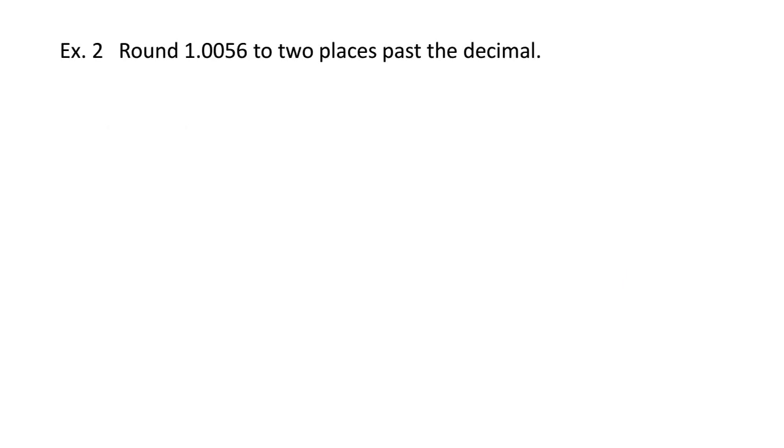Okay, so we're going to round 1.0056 to 2 places past the decimal. As I said, my little trick is to actually outline the whole number to the point that you want. So it's going to be 1.00 or 1.01 depending. And then we're going to look at this 5. Well, 5 tells me to round up. So my answer is going to be 1.01. So I had to round it up because of that 5. Hopefully that makes sense.